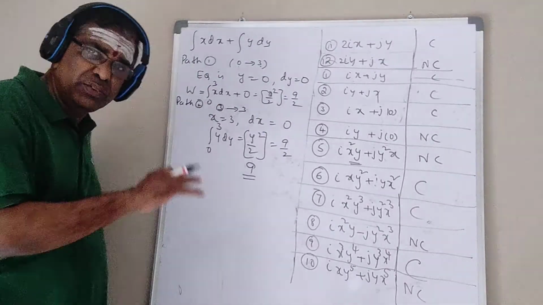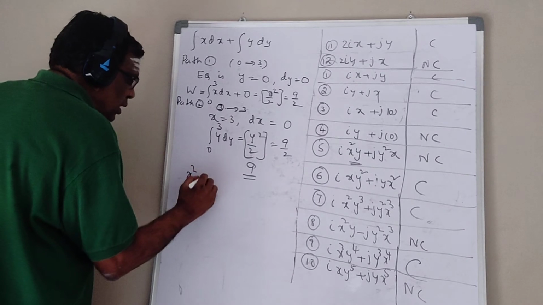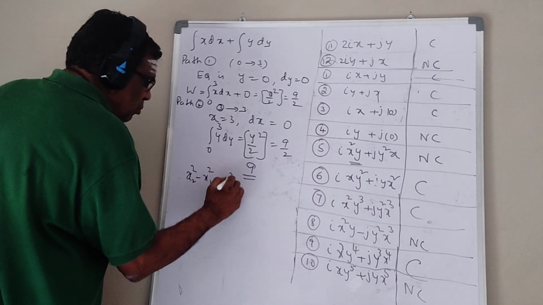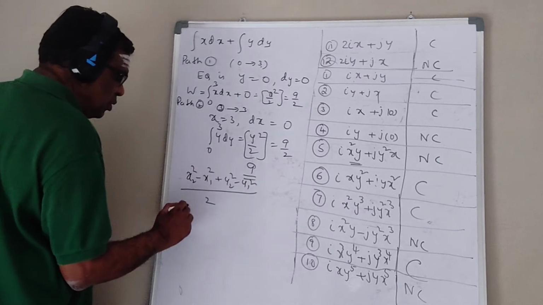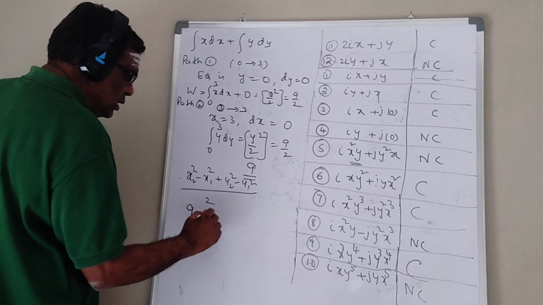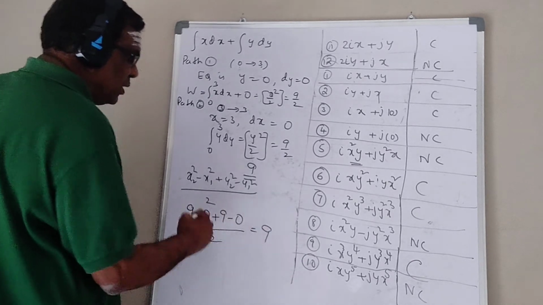In the previous case, without looking at the path, what did you get? (x2 squared minus x1 squared plus y2 squared) by 2. What is x2? 3 squared, 9, minus 0, plus 9 by 2. So 9.